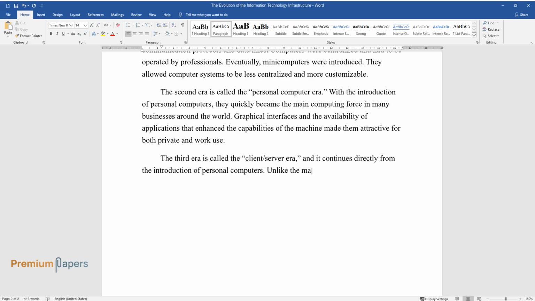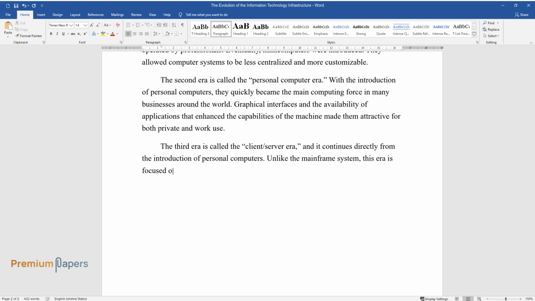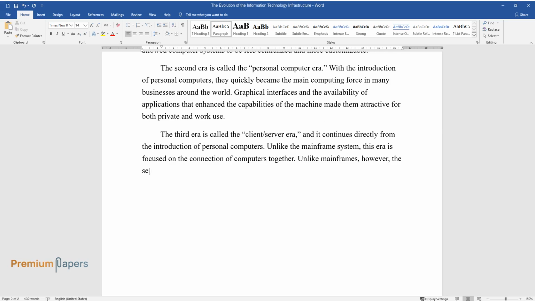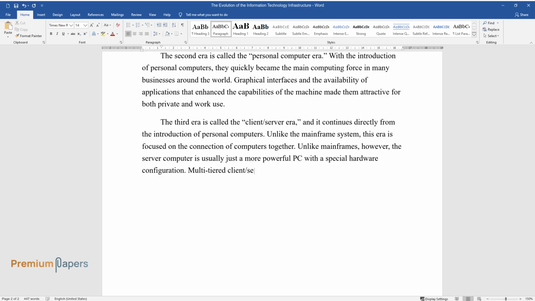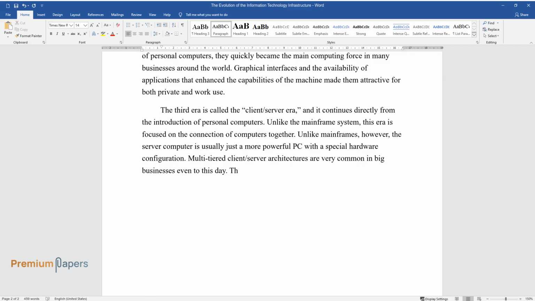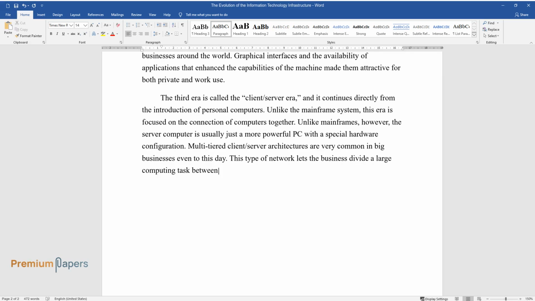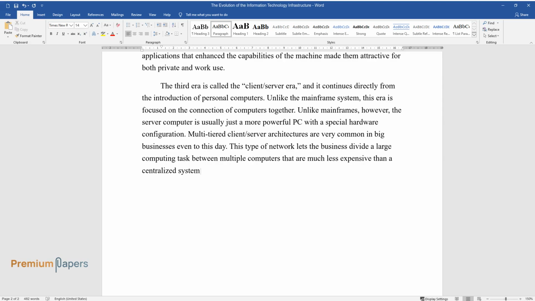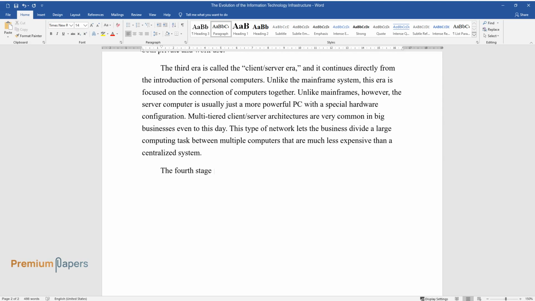computers. Unlike the mainframe system, this era is focused on the connection of computers together. Unlike mainframes, however, the server computer is usually just a more powerful PC with a special hardware configuration. Multi-tiered client-server architectures are very common in big businesses even to this day. This type of network lets the business divide a large computing task between multiple computers that are much less expensive than a centralized system. The fourth stage is titled Enterprise Computing Era.